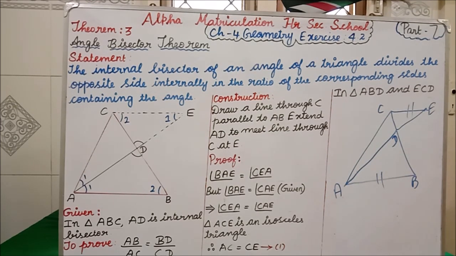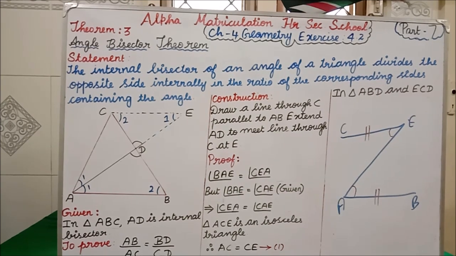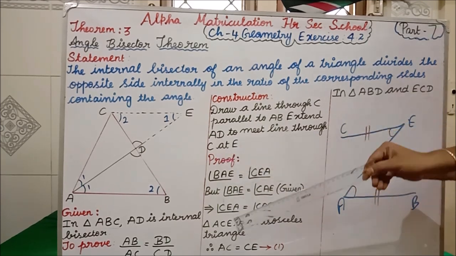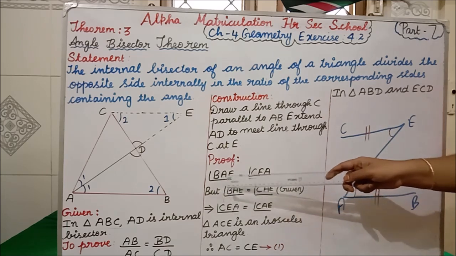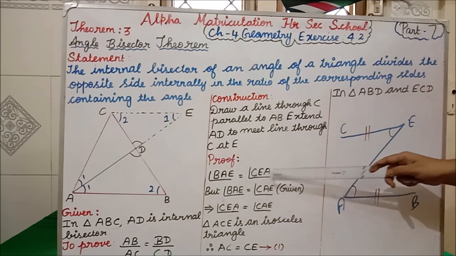Now next we are going for the proof. Clear students? Next we are going for the proof. In the proof, the first line we have written: angle, like this. Angle represents, you all know, it is angle. Angle BAE is equal to CEA.